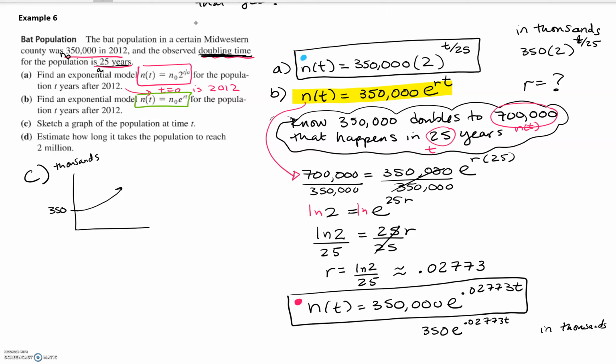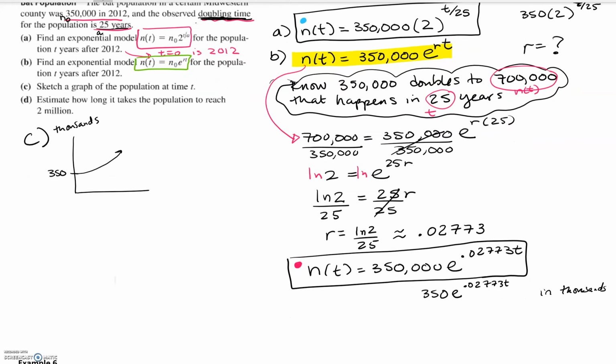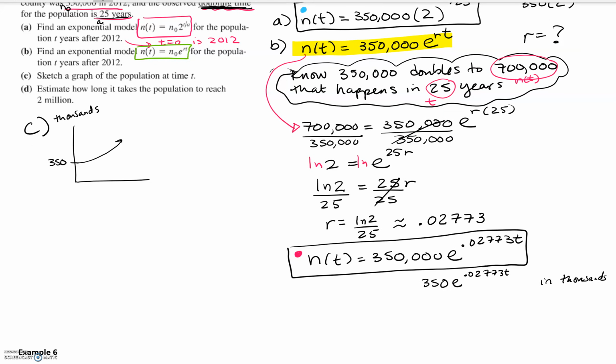So part C, we have the sketch. Part D says, estimate how long it takes for the population, I guess, to reach 2 million. So for part D, it doesn't matter which one you use, whether you use the red one or the blue one, because they both describe the same population. So maybe I'll just use the red one with the e involved.